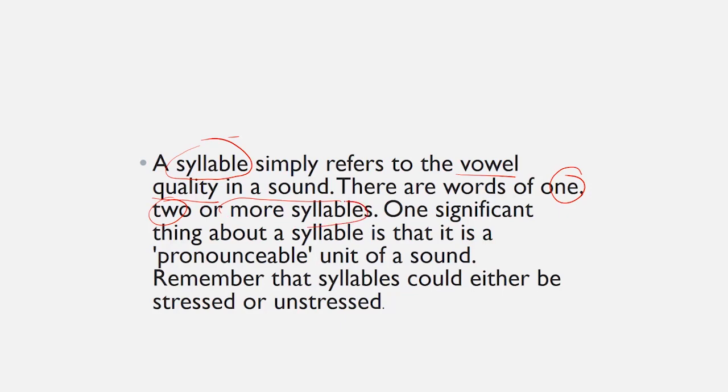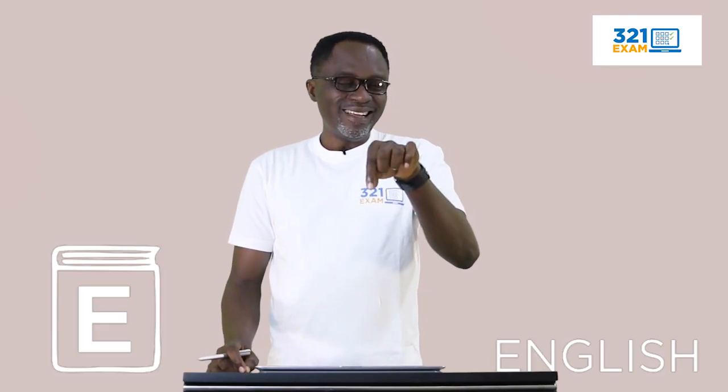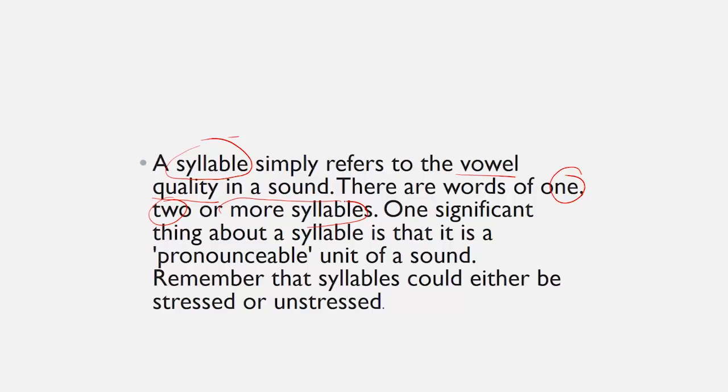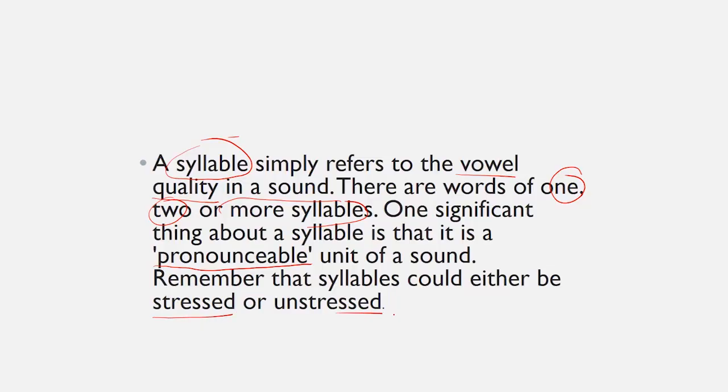What it simply means is that each of these is actually pronounced. The pronunciation is evident and it is usually stressed. For every syllable that we identify, it is usually stressed. One significant thing about a syllable is that it is a pronounceable unit. Look at that word, pronounceable. You can actually pronounce it.